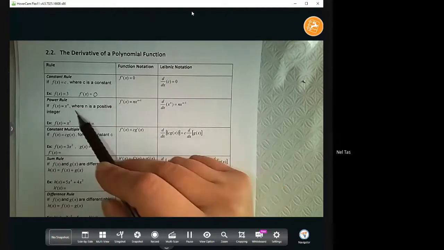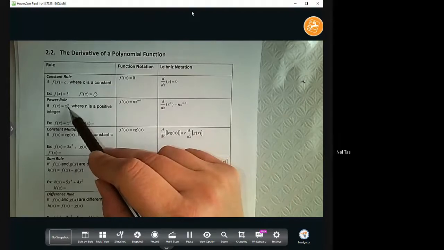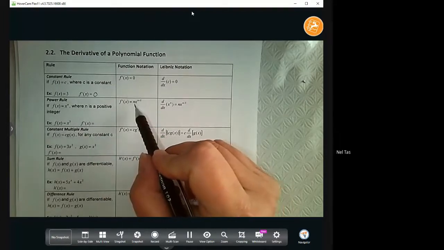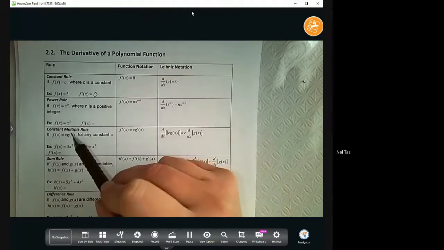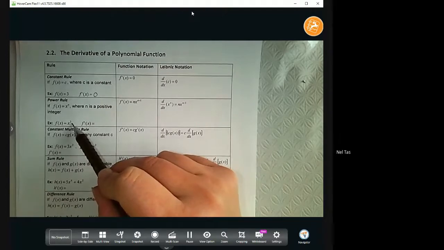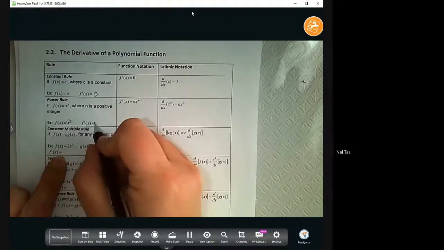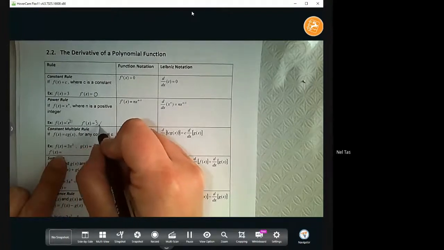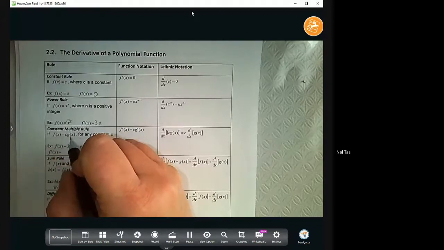For x to the power of n, you take the exponent n, drop it to the front as a coefficient, and you decrease the exponent by 1. Okay, so let's apply it to x cubed. You take 3, drop it to the front as a coefficient, 3x, then decrease the exponent by 1. 3 minus 1 gives you 2.